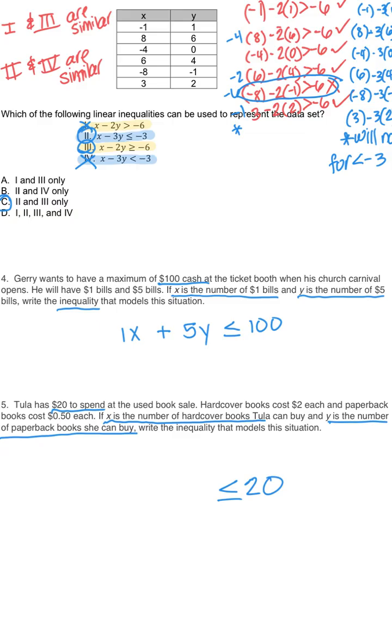So we know X represents the hardcover books, which are $2. So we will do 2X plus the paperback books are our Y's, and those are 50 cents. So let's do 0.50 Y. And that is our inequality.